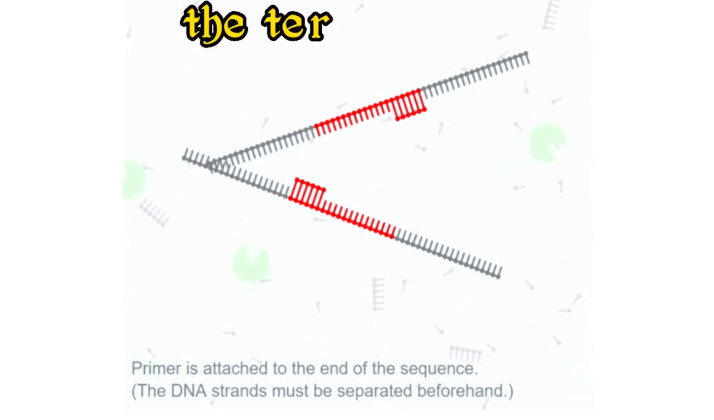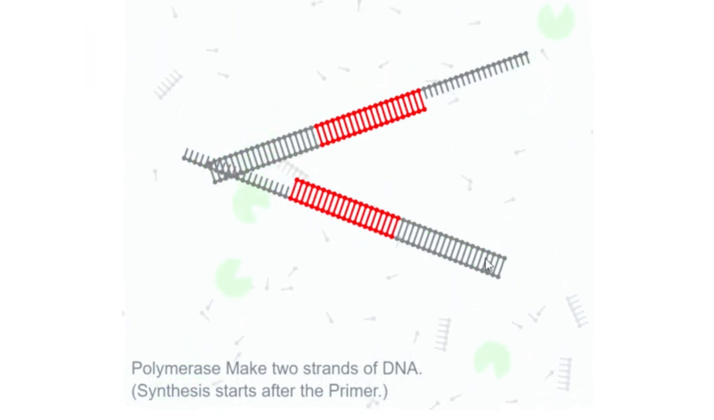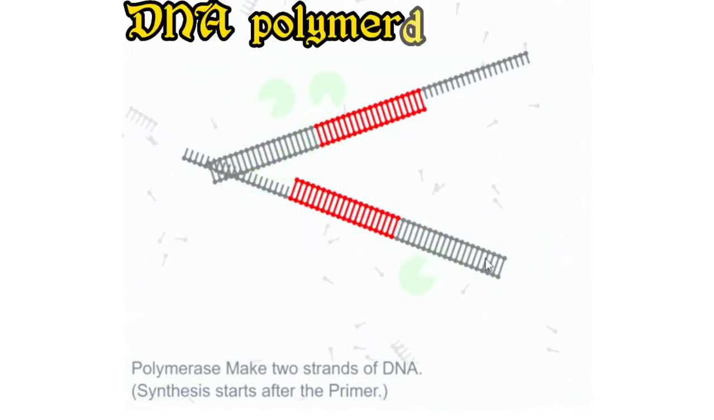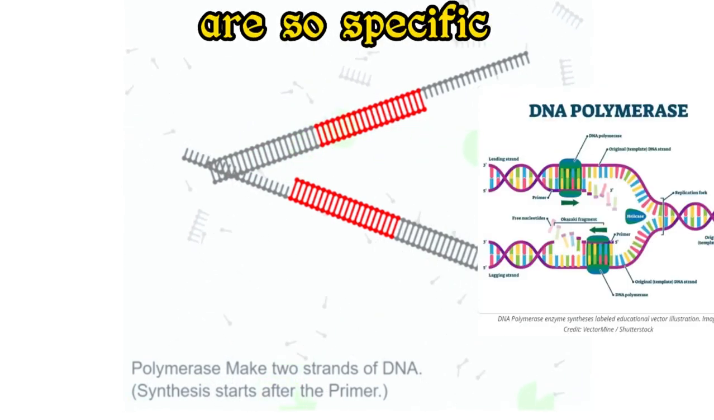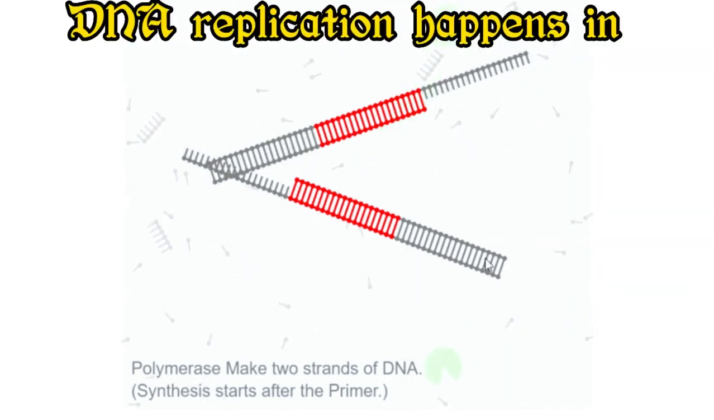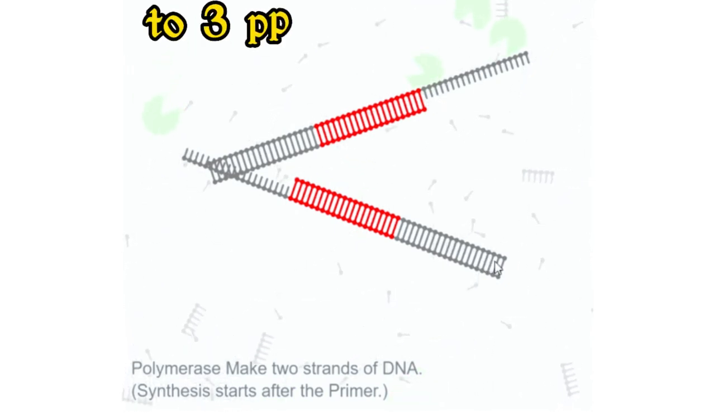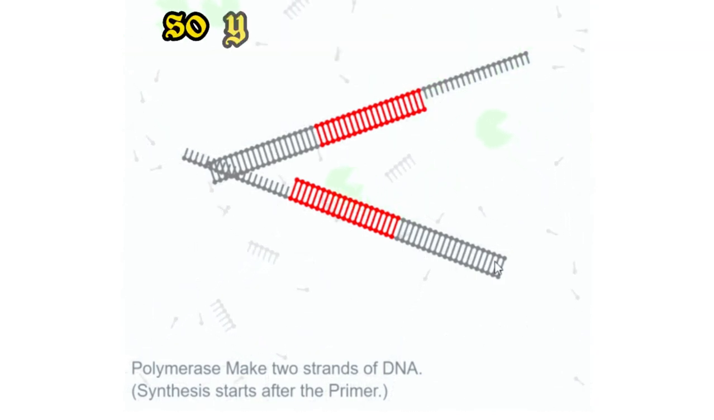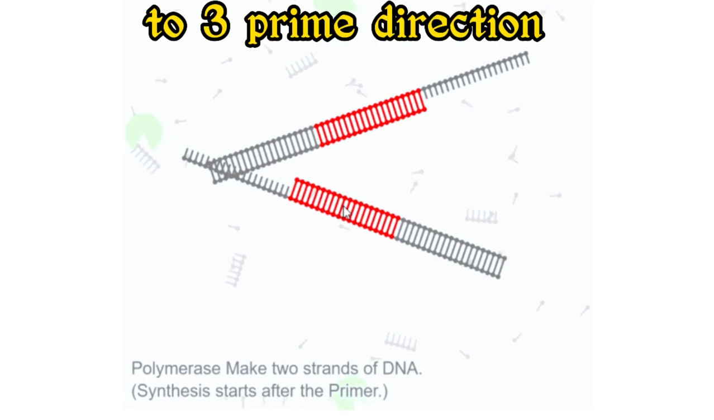Then we are now increasing the temperature to about 70 to 74 so that the DNA polymerase can work. So you can see the DNA polymerase running in a certain way. Now take note that the DNA polymerase only works in a certain direction. The DNA strands are so specific that DNA replication happens in a specific direction. We say that this direction is a 5' to 3' direction. Okay, we'll talk about the structure of DNA in another video. So you notice that this DNA is going to run in a 5' to 3' direction.